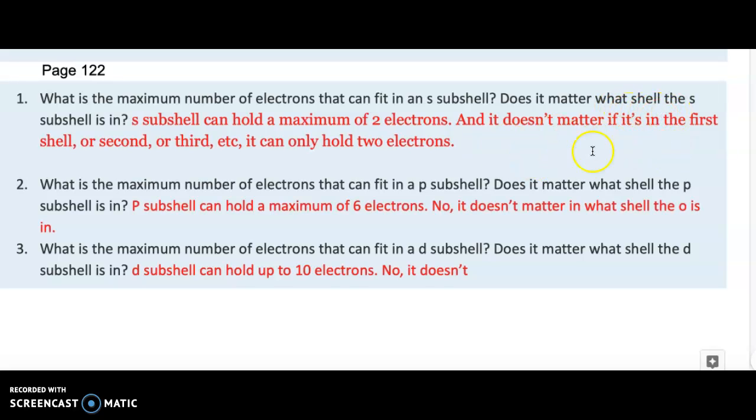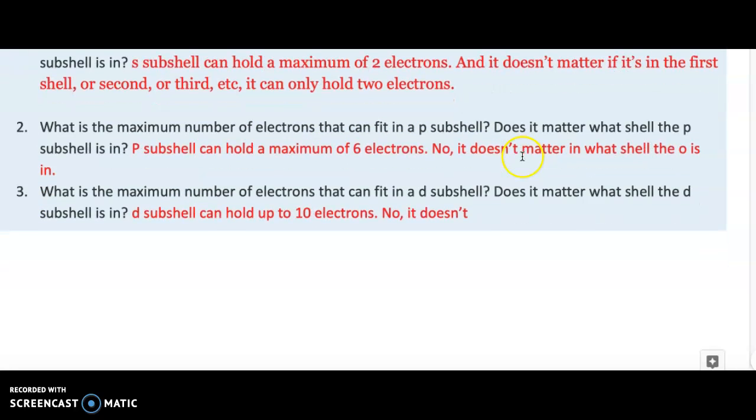It doesn't matter in what shell it is. Energy level shell is the same. It can only have 2 electrons, not more than 2. It can have 1 electron or it cannot have any of those, but it can have only up to 2 electrons. It can be in the first, the second, the third, only can hold 2 electrons. So second question is absolutely the same, but now it's asking you about p subshell.